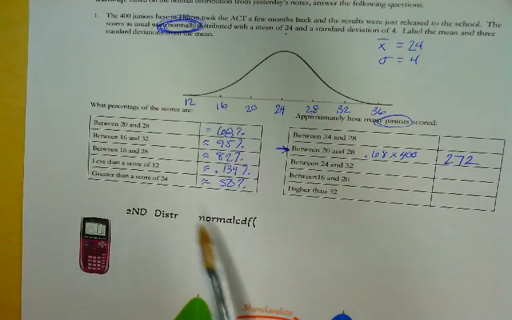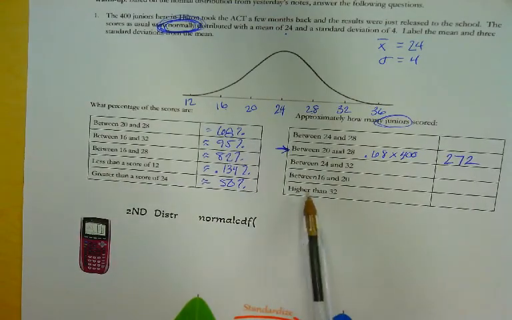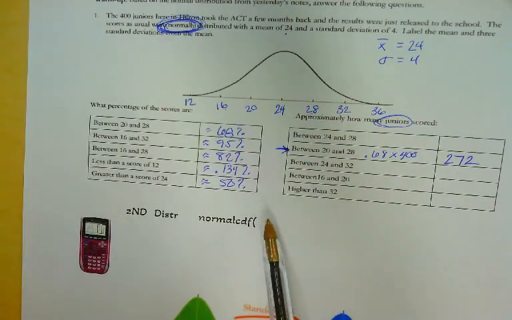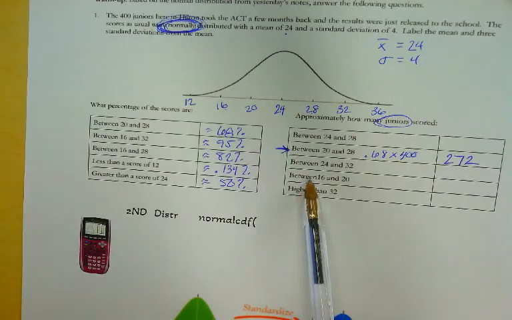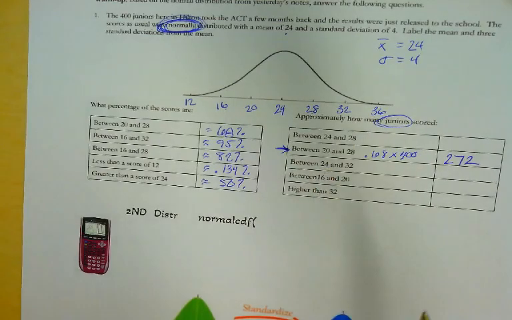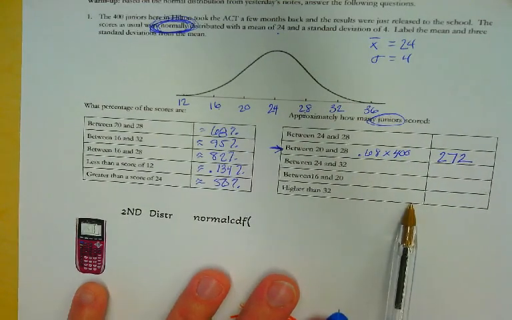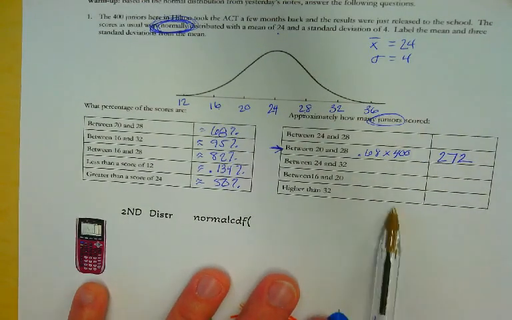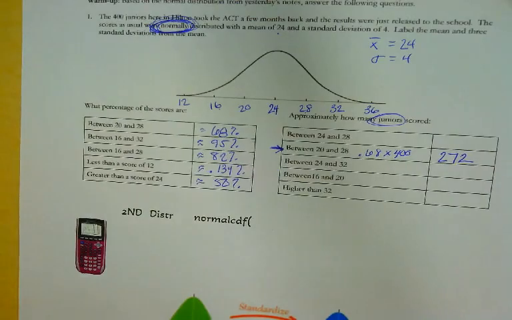Is there another one we know on here? Does any other one match up? Higher than, I don't think that matches with another one. I don't think the others match. Do we get the idea on how to do this? I don't need to recalculate these, do I? We're good? Okay.